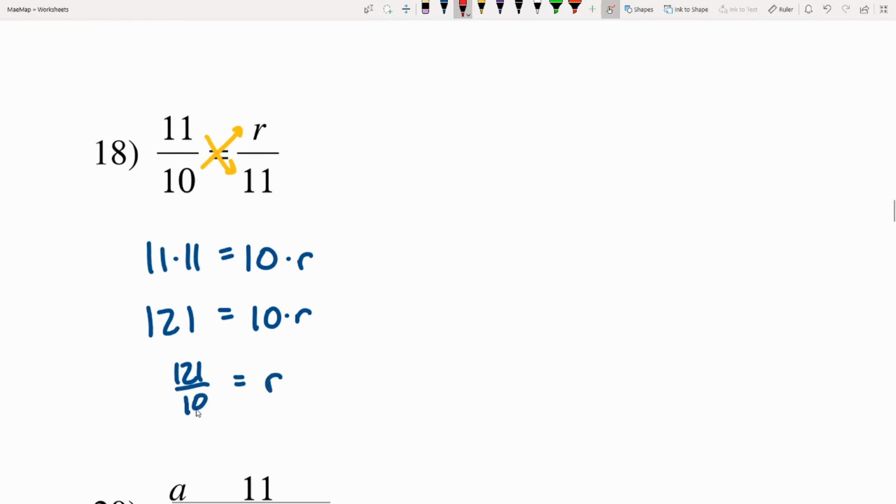And the nice thing about that is all I have to do is move that decimal place over to get 12.1. So 12.1 is equal to r. 12.1 is our solution. And again, when dividing by 10, you're just shifting that decimal place over 1 to the left. Just as if you were multiplying, you'd be shifting it over 1 to the right and filling in a 0 if necessary.